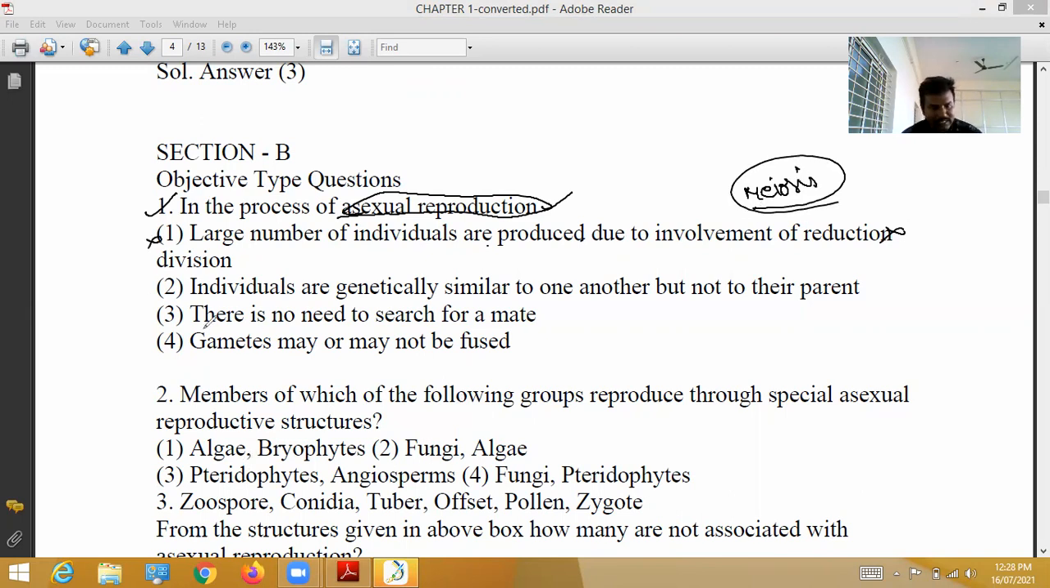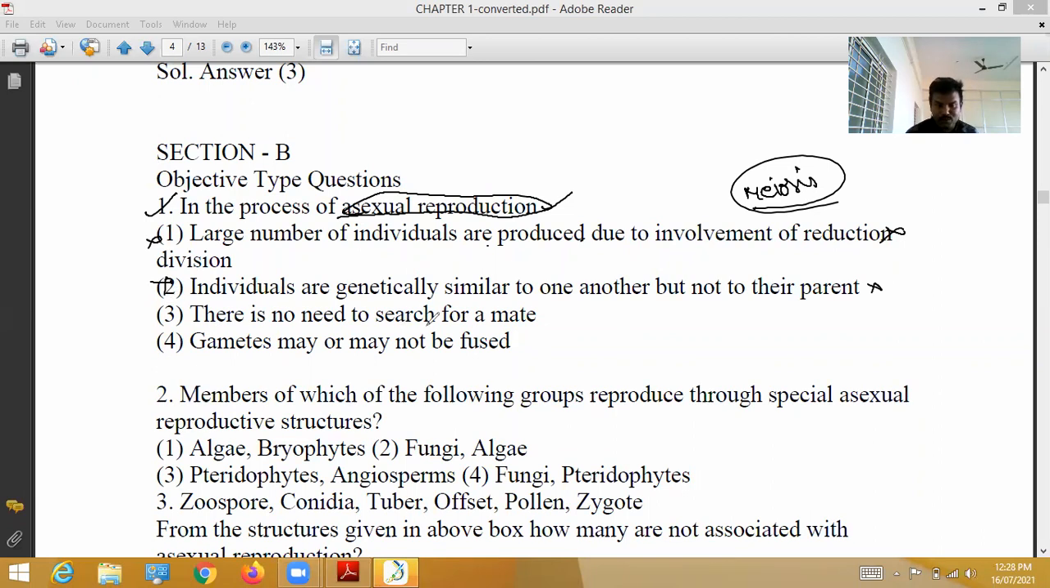Second, individuals are genetically similar to one another, but not to their parents. It is also wrong. See, through asexual reproduction, whatever individuals are formed, those are exactly similar to their parents. But they are saying not to their parents. So the second option is wrong. Let's see the third option.